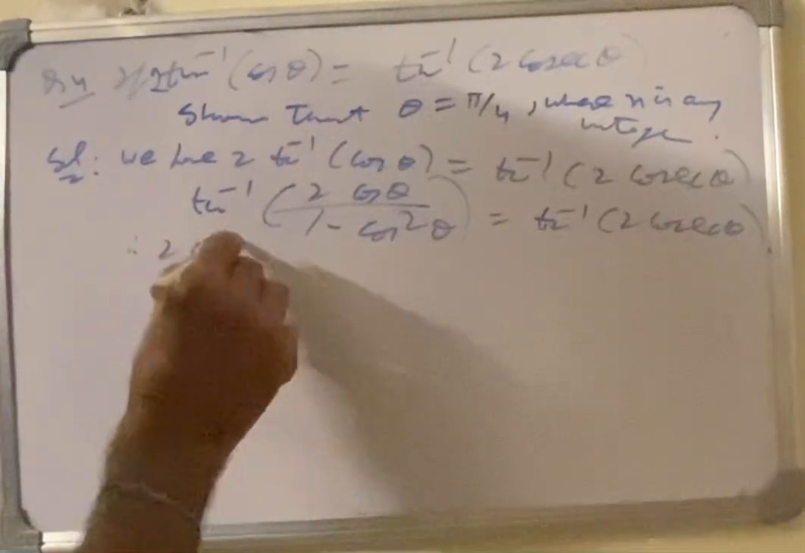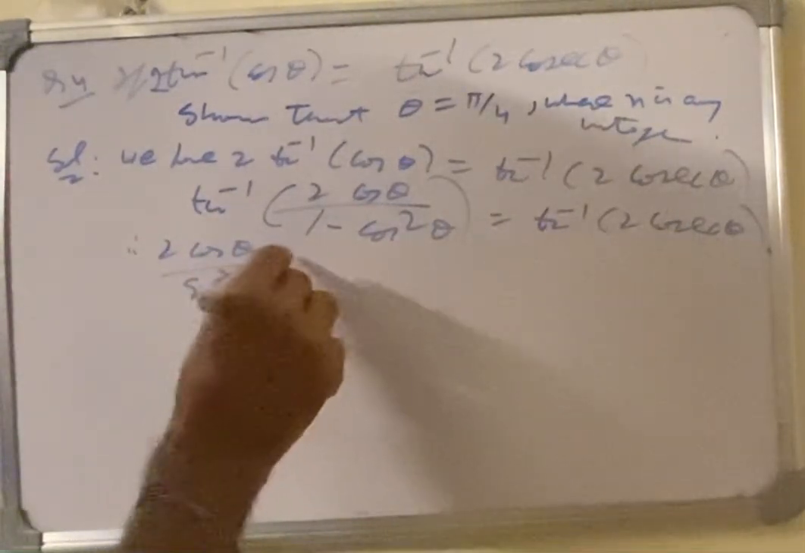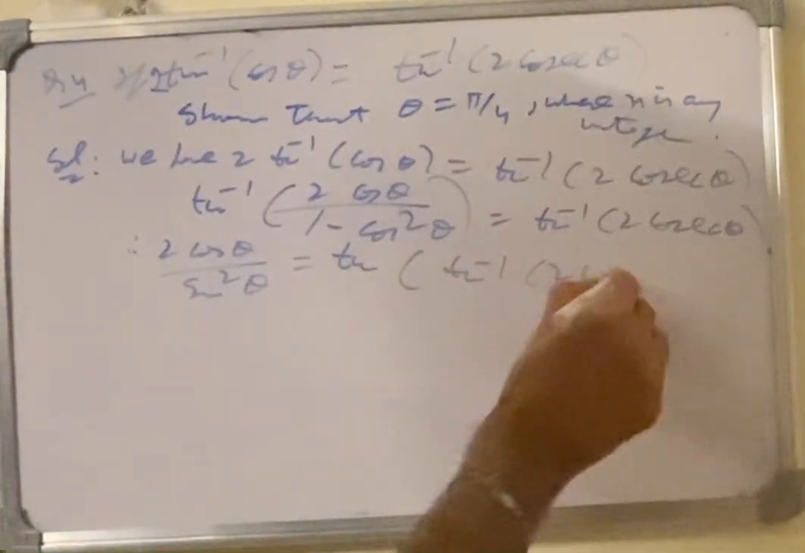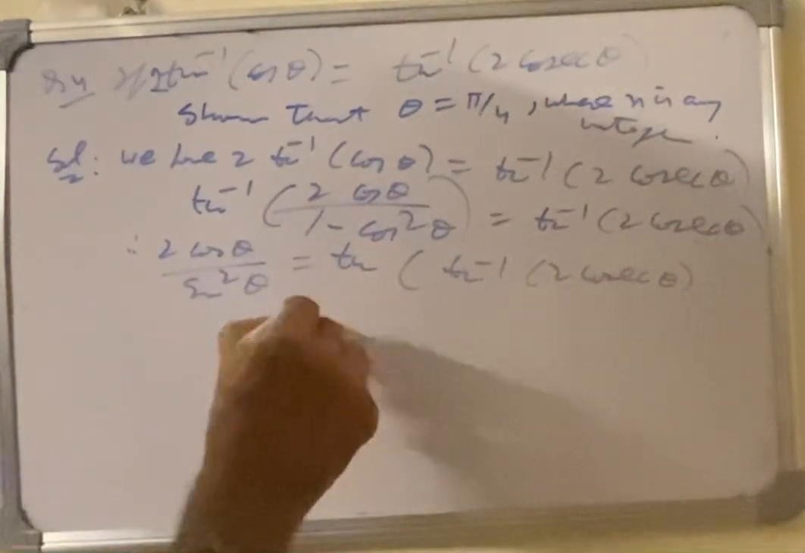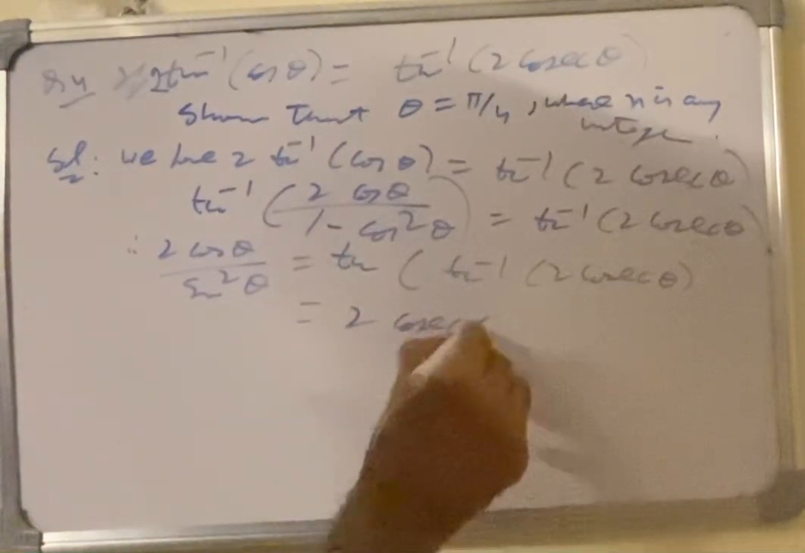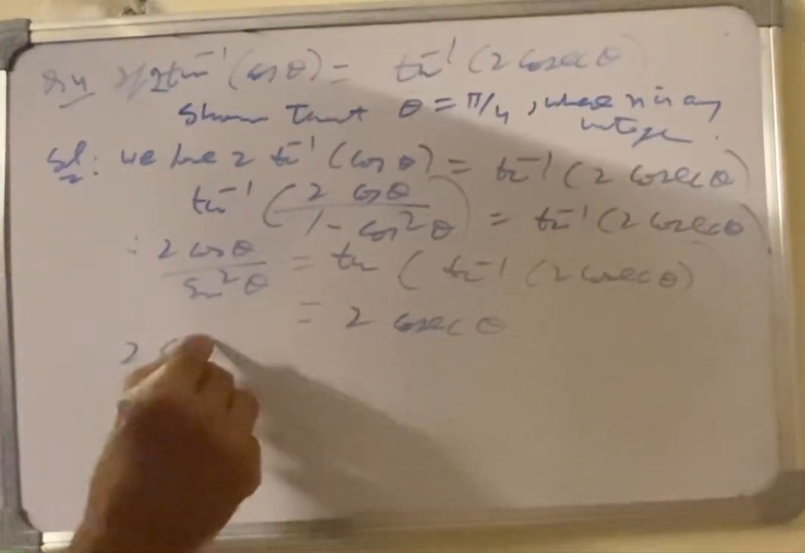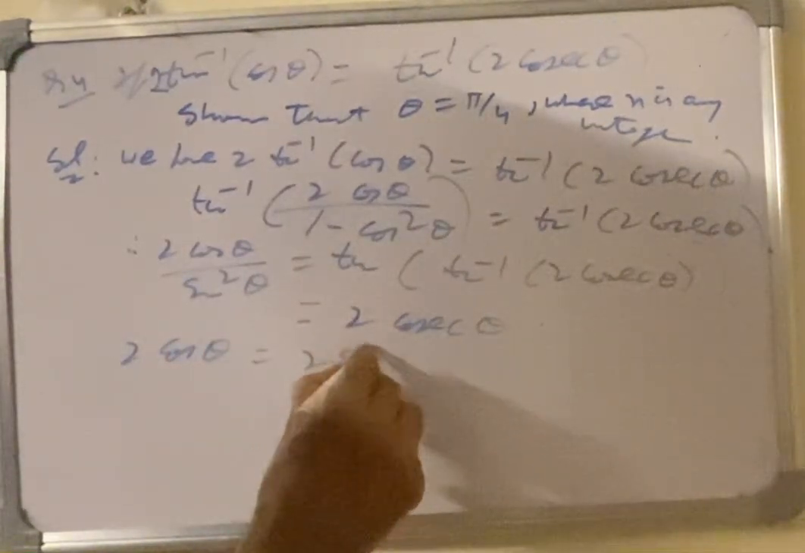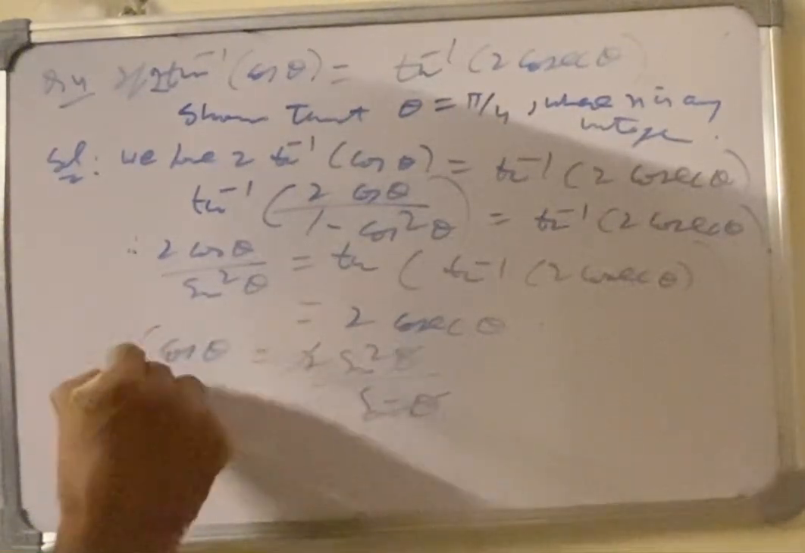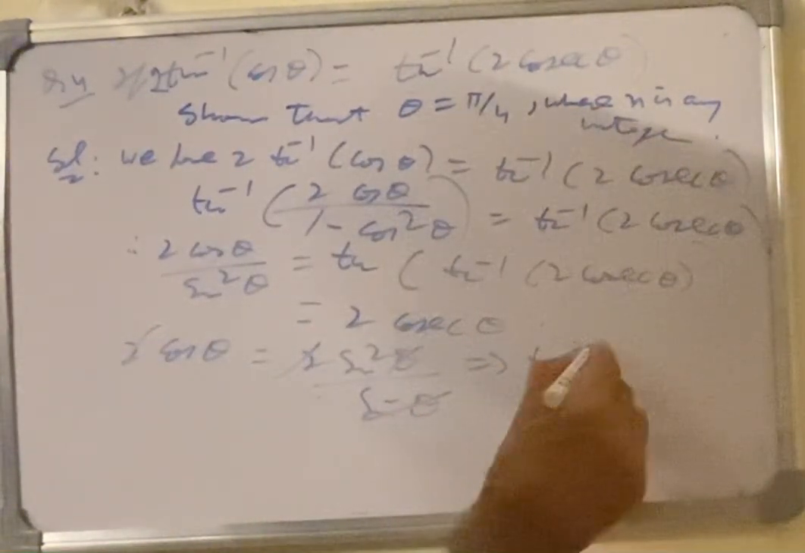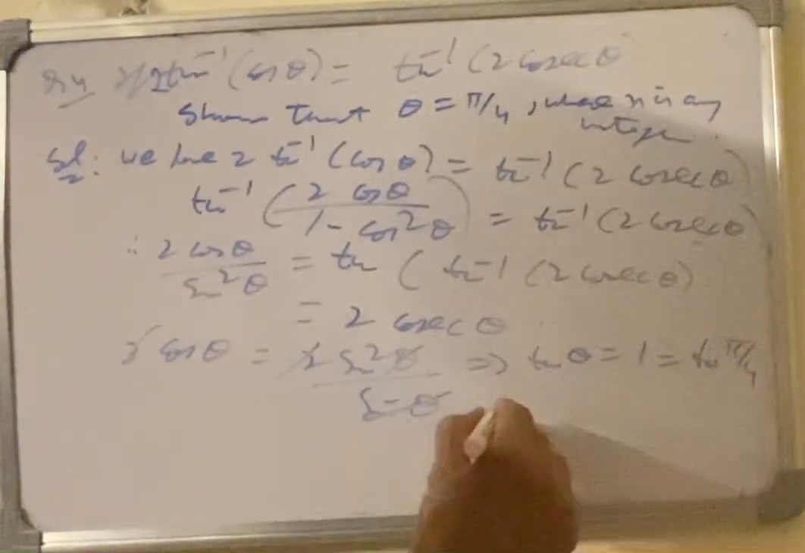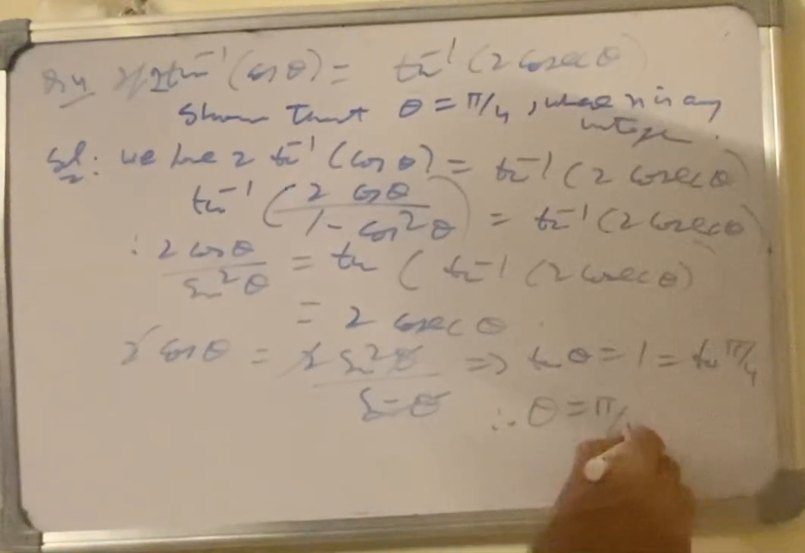Therefore, 2 cos theta over sin square theta is equal to tan of tan inverse 2 cosecant theta, which is equal to 2 cosecant theta. 2 cos theta is equal to 2 sin square theta over sin theta. 2 cancels, which is tan theta is 1, which is tan pi by 4. So theta is pi by 4. Proved.